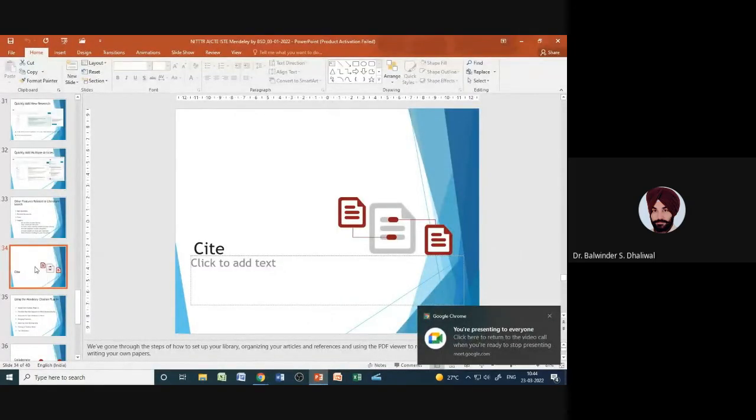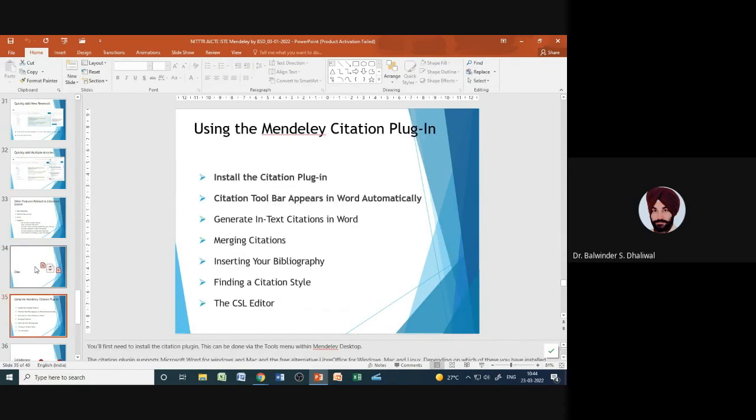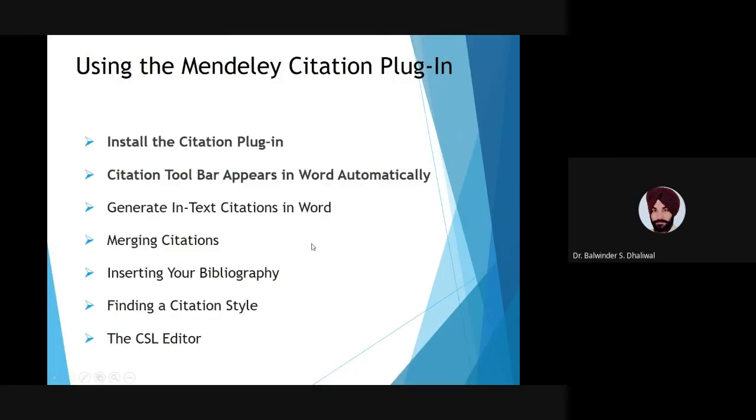So next part is the citation. Up to now we have seen how to set up collection, how to manage collection, how to search literature through Mendeley, how to use the Mendeley PDF viewer. Now the final part of today's discussion is citation. How to use the Mendeley citation plugin.